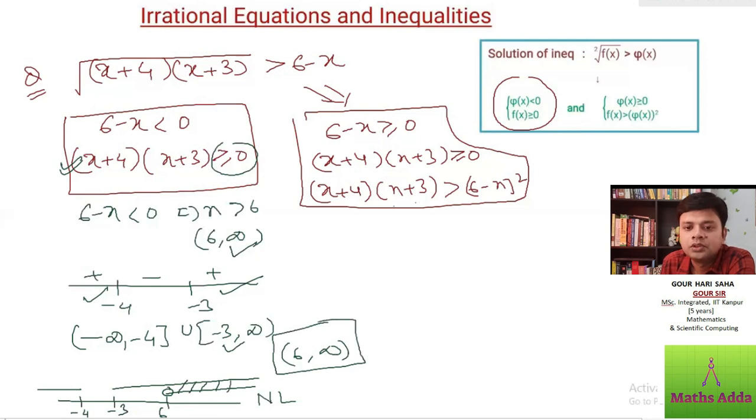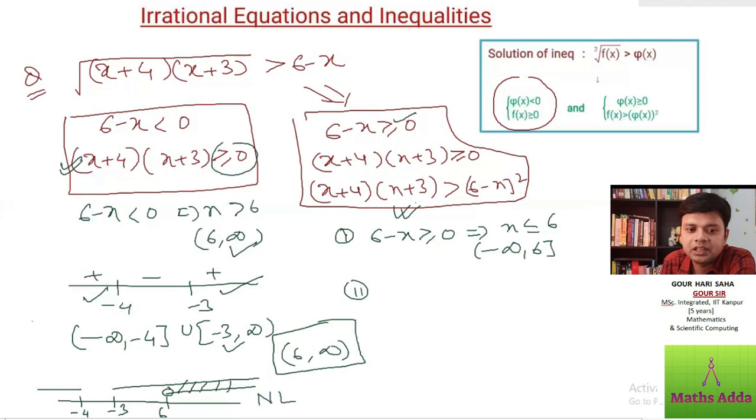Now let us move to the second part. First, it is 6 minus x greater than or equal to 0, that is x is less than or equal to 6. It is minus infinity to 6. Then the second part is the same as this one, which I can write directly, because it is the same as what we did here. It is minus infinity to minus 4 union minus 3 to infinity.